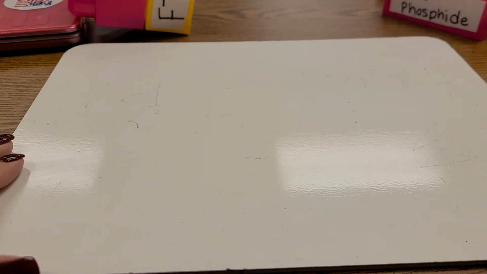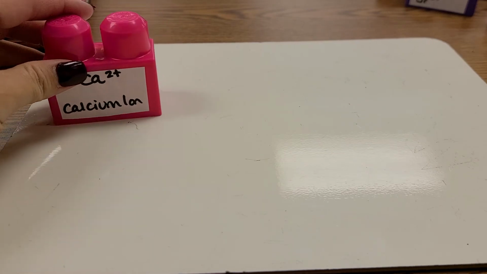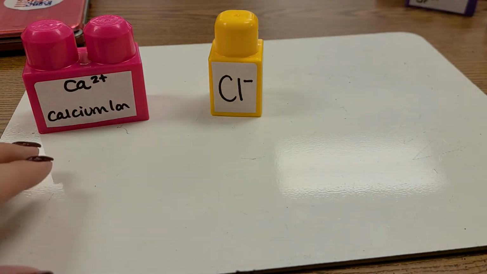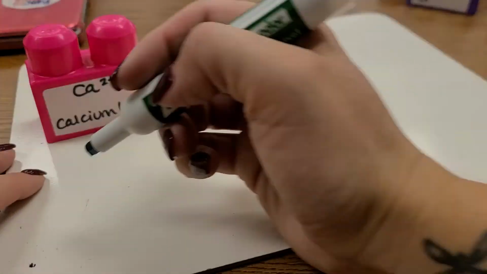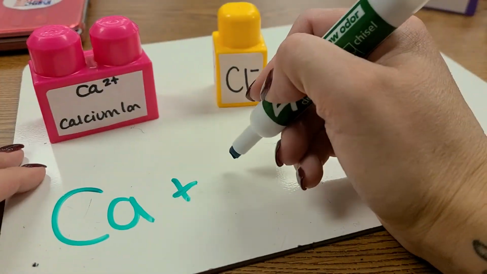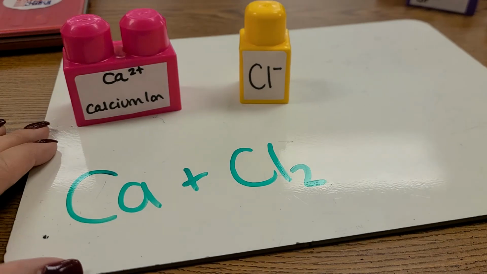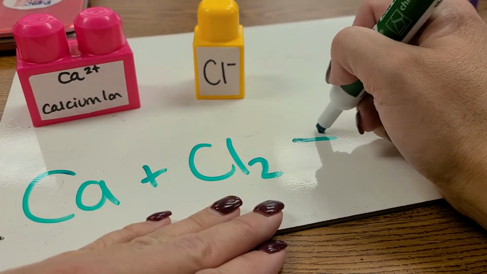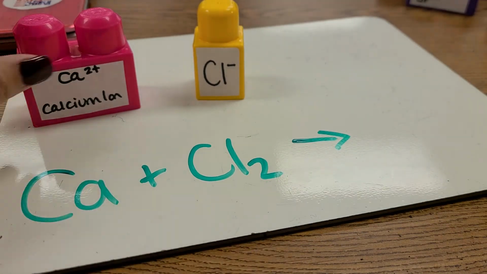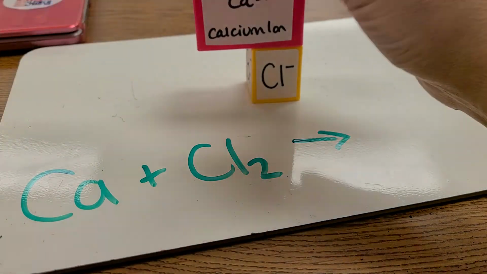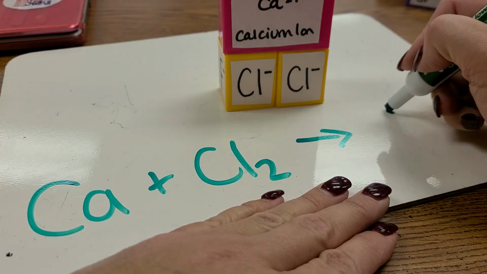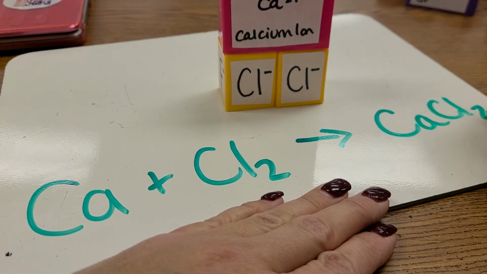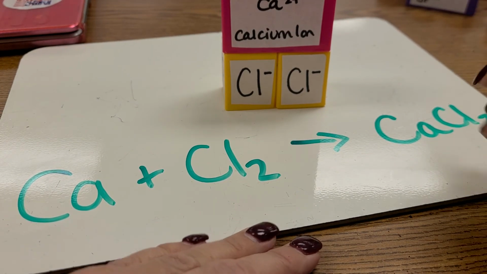I'm going to do calcium plus chlorine. I just did this one actually. Ca plus Cl2. So remember that Cl is one of those diatomic elements that needs to exist together. This one is actually going to be CaCl2 because it already needs that. And that's already balanced.